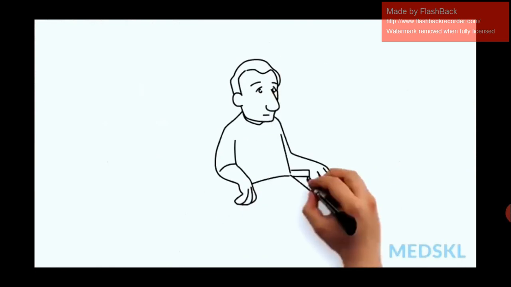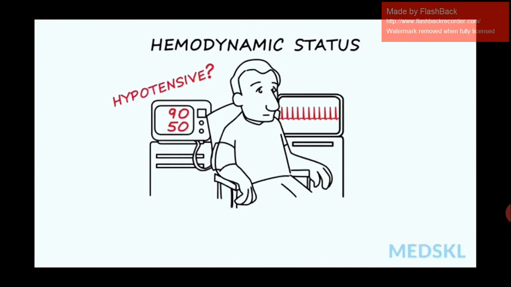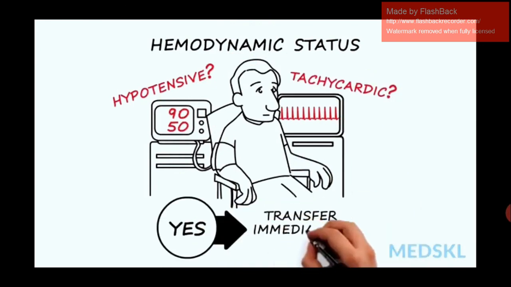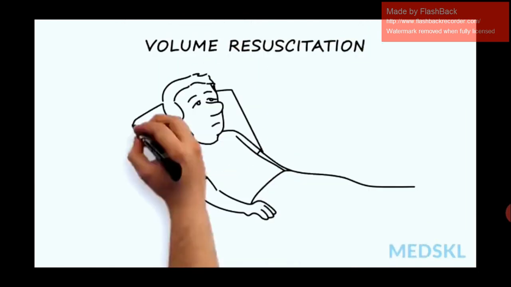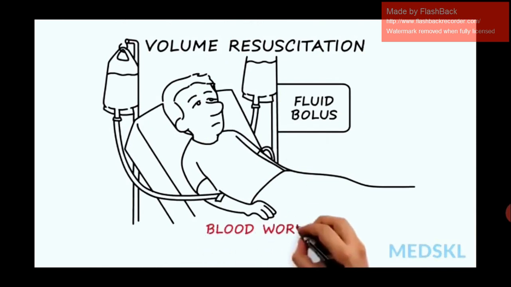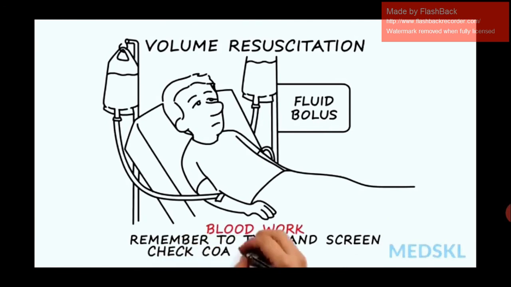The initial focus must involve an assessment of hemodynamic status. Is the patient hypotensive or tachycardic? If yes is answered to either of these questions, transfer immediately to the emergency room for assessment and stabilization. The next immediate steps should focus on volume resuscitation. Insert 2 large bore IVs and provide a fluid bolus. Get blood work and remember to type and screen as they may need a transfusion. In addition, assess coagulation status as coagulopathies may need to be reversed.